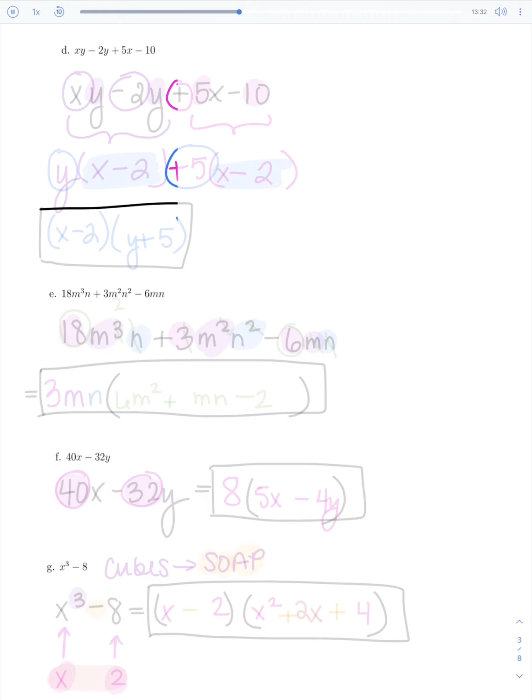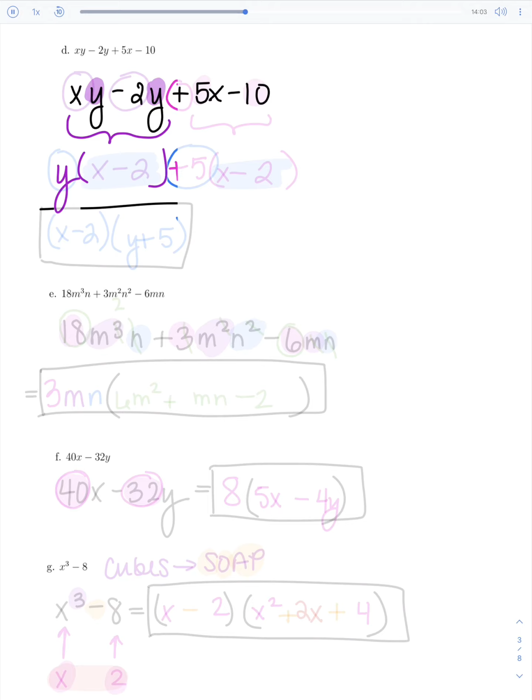Look at D. In D, we have xy minus 2y plus 5x minus 10. Now notice if we look at all four terms, they don't have anything in common between all four terms, which means we're just going to go based on size, which four terms means we're going to be doing grouping. So looking at the first two and grouping those together, what do they have in common? They both have a common factor of y. So I can pull out a y from both pieces.